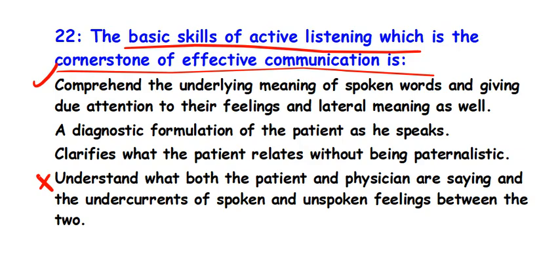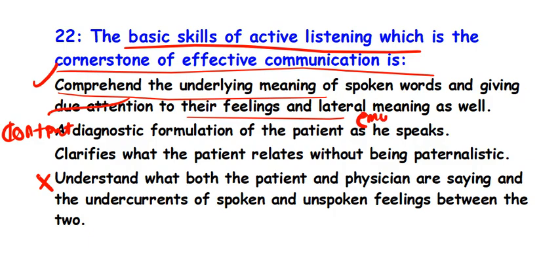What we should understand is that the first one is to comprehend the underlying meaning. You want to understand the content of what this person is saying, the content of the spoken words, and give due attention to their feelings. So one, we're talking about the content. Two, we're talking about the emotional tone, their feelings and lateral meaning as well, the emotions that are being portrayed.